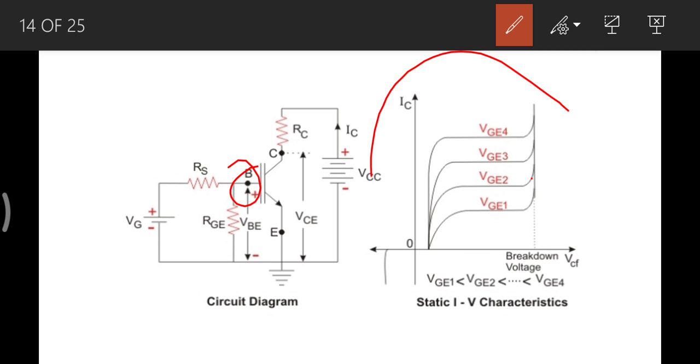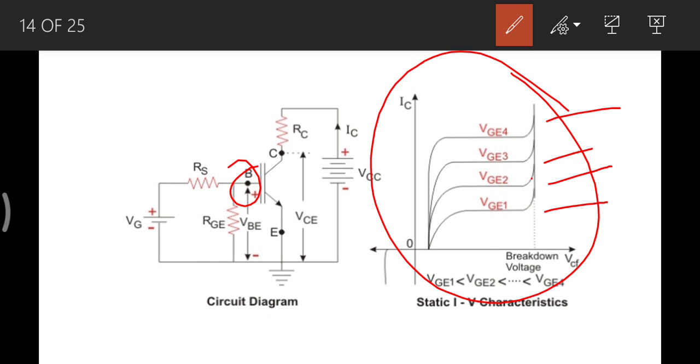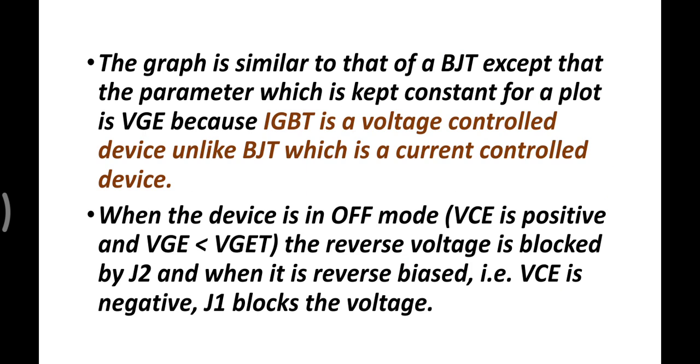So this is the VI characteristics of the IGBT, at different gate to emitter voltages applied. Okay? So VGE1 is less than VGE2, VGE2 is less than VGE3, VGE3 is less than VGE4. That means if you observe here, if you increase the gate voltage, then the saturation level is also going to be increased. So this is about the static characteristics or VI characteristics of the IGBT.